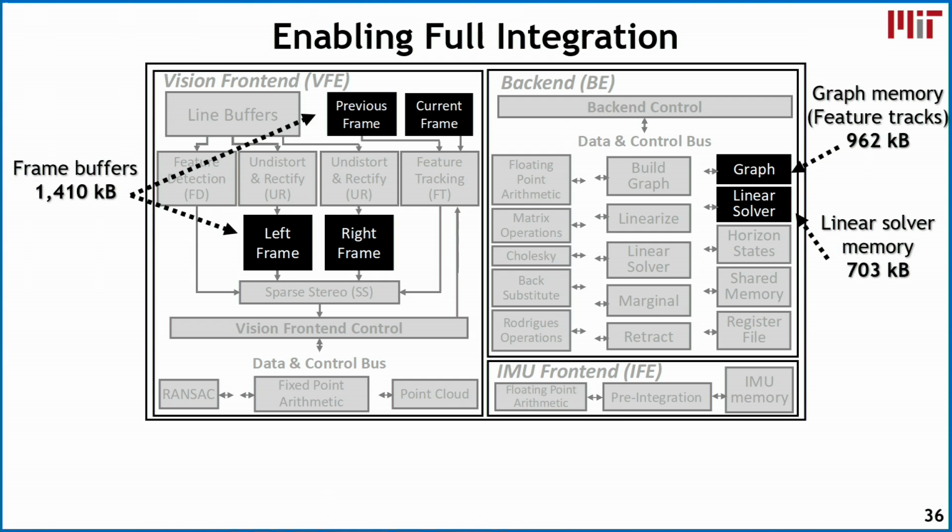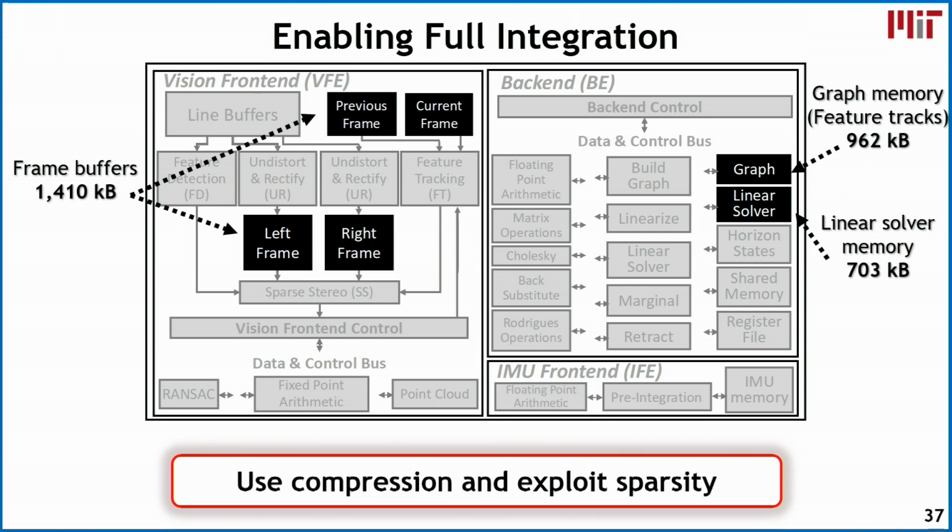In particular, the memories that we're going to discuss today are the frame buffers used for both the tracking and the stereo, which account for about 1.4 megabytes. We have the graph memory, particularly the feature tracks, and those account for about 962 kilobytes. And then we have the linear solver memory, which is around 700 kilobytes. The key strategy we're going to take here is to leverage compression and sparsity.